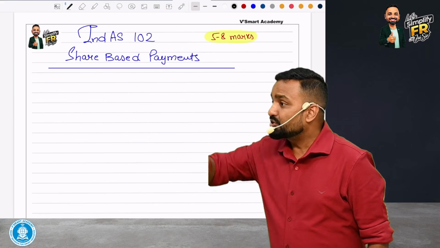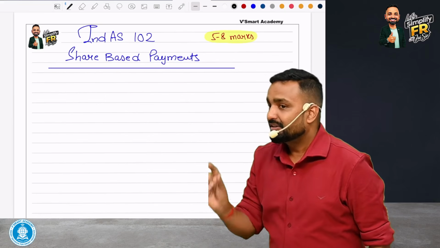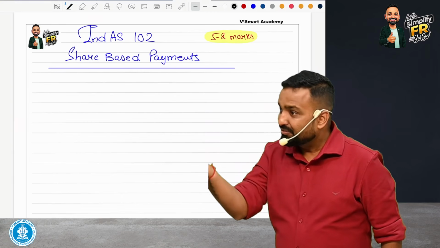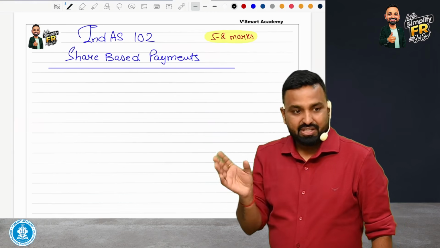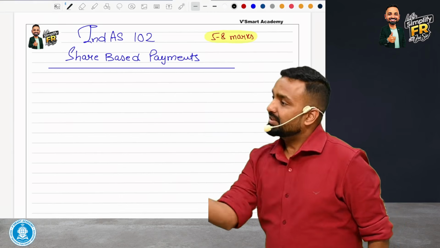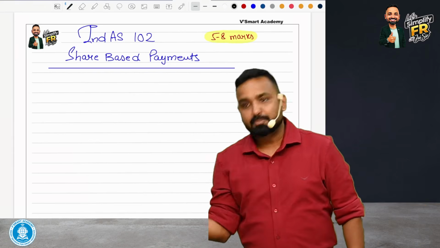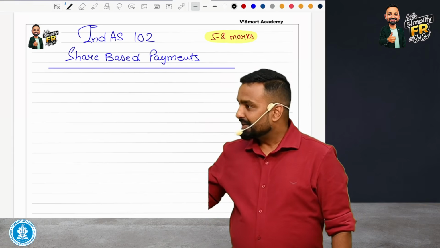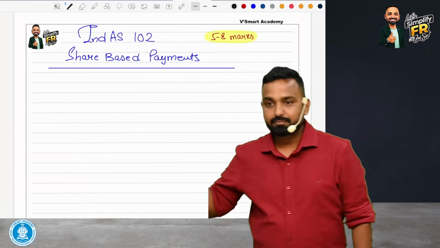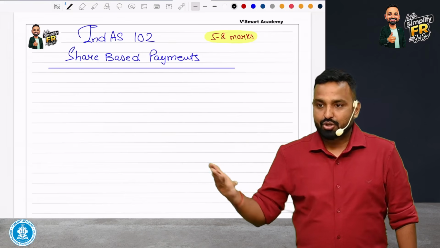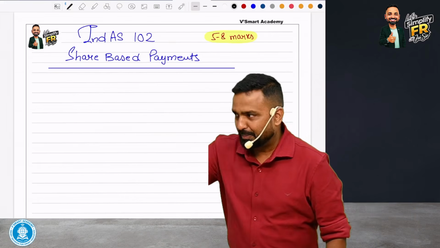It is ESOP with cash alternative. What is that? In simple language, equity settlement with cash alternative. So we are going to understand the accounting of this part also. Three parts covered. What are the 3 parts? ESOP, SAR, ESOP with cash alternative. Understood or not?